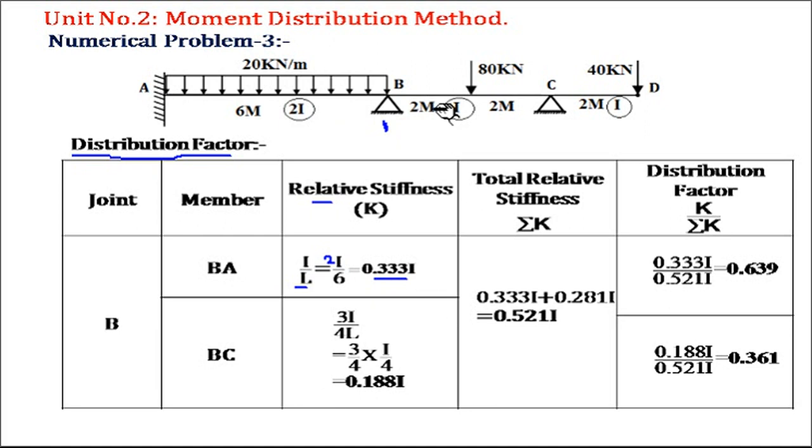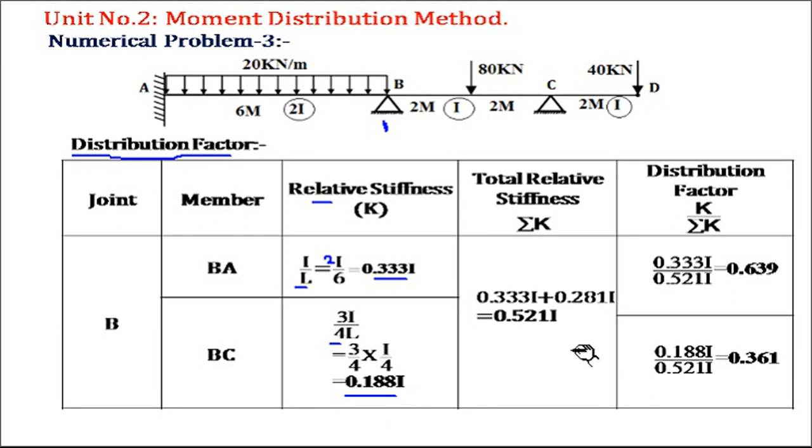Now the next member is BC. Here the far end is simple and the beam is not continuous. For the overhang we are not considering it as continuous, because it is not continuous over two supports; only one support is there. So from B to C, the far end is simple and the beam is not continuous. For that, the relative stiffness is 3I upon 4L. So 3 upon 4, with I divided by 4, we get the value as 0.188I.